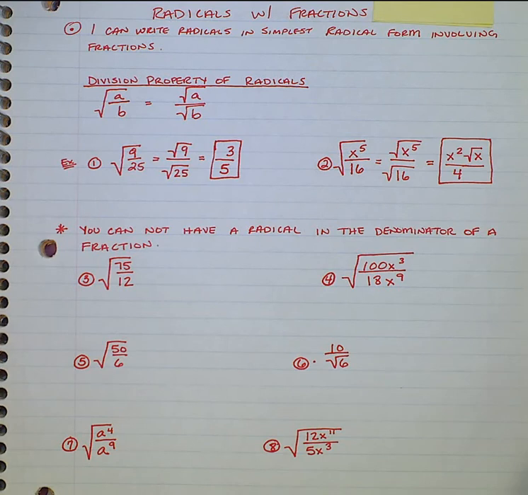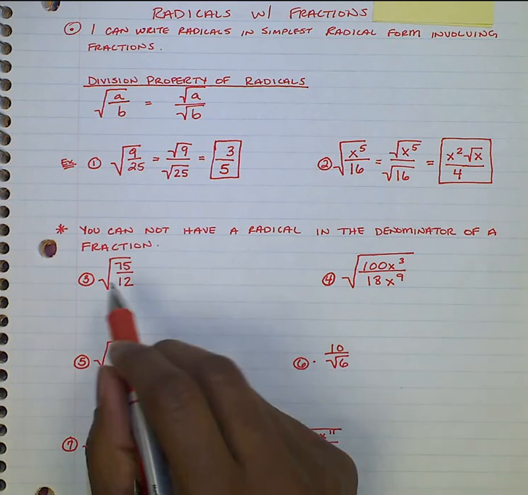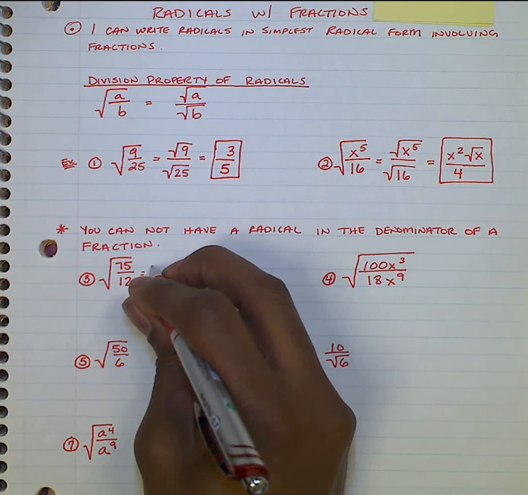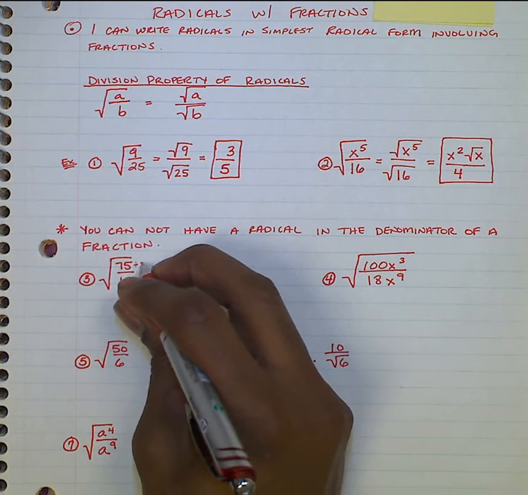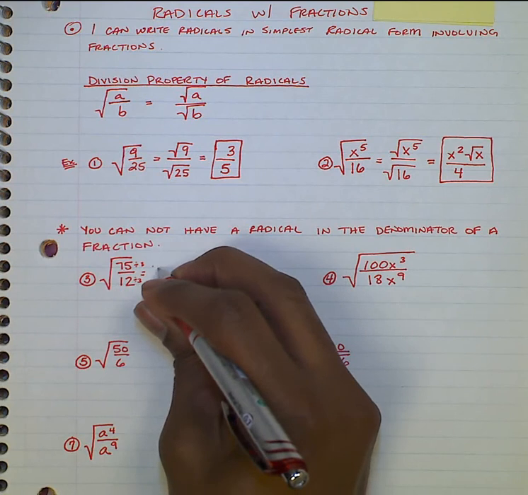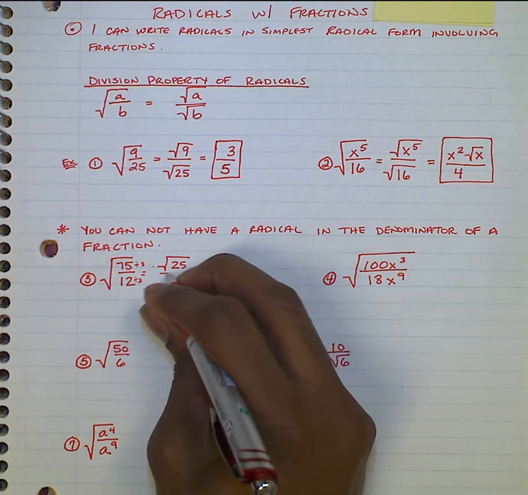All right, so let's look at this next problem. As we look at this, we have radical 75 over 12. In this case, I don't really see any really nice numbers. But I do see that 75 and 12 probably can be simplified, because 3 goes into both of them. So I'm going to divide by 3. And that gives me 25 and 4. Radical 25 over radical 4.